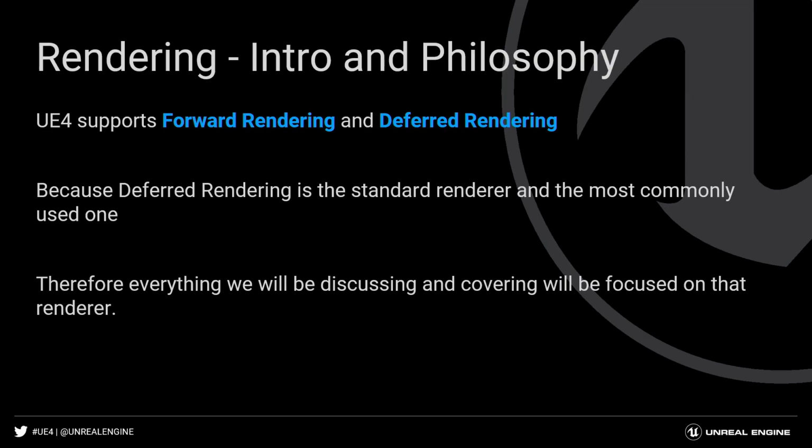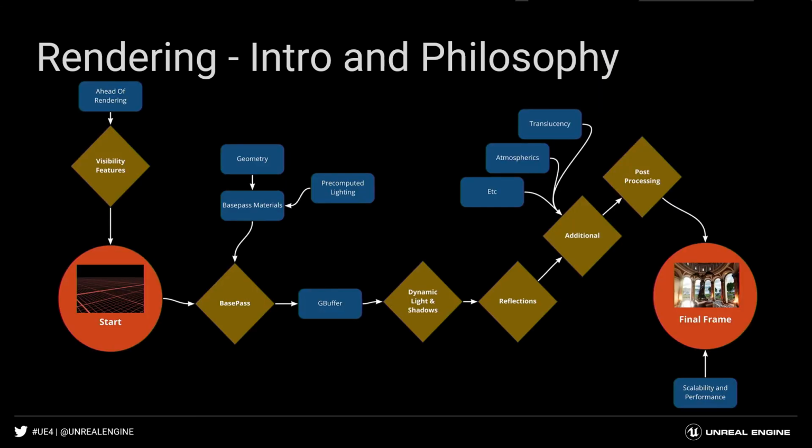And what you're going to see is where we're currently at. As mentioned, we support both forward and deferred, and we're going to focus on deferred because it's the most commonly used one. Now, to sketch the general layout of what we're going to look at in the schematic: there are a few small things to say about what happens ahead of rendering, but then there is visibility, so occlusion essentially. Then the rendering starts with the base pass, which includes the geometry draw calls, with pre-computed lighting coming in as part of the base pass materials. It will be rendered to a G buffer as it is a deferred renderer.